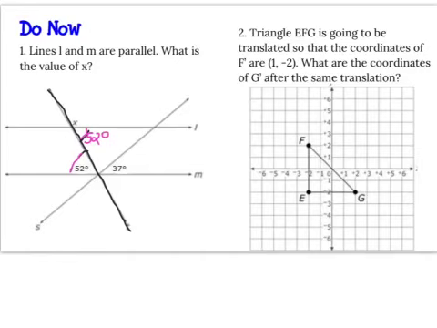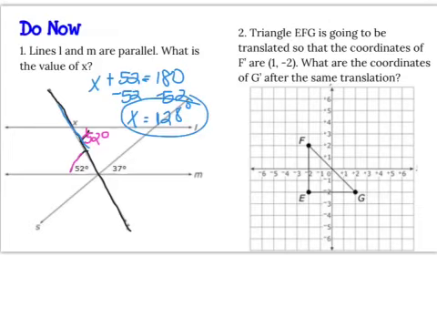Now the reason that I needed to know that angle is because I see that angle X and that 52 degree angle are on a straight line, which means they add up to 180. So essentially my X angle plus the 52 degree angle equals 180. To figure out what X is, I just need to subtract 52 from both sides, and I get 128 degrees for my X.